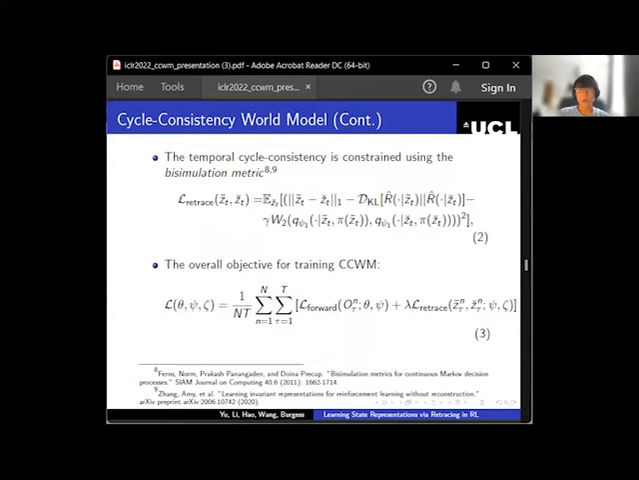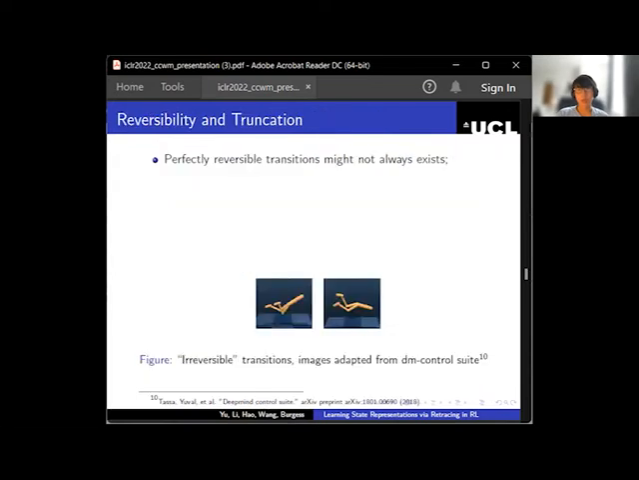So the overall objective for training CCWM is a combination of the standard objective based on the predicted reconstruction, i.e. the standard variational free energy, and the retracing loss we just described, the bisimulation metric, which regularizes the temporal cycle consistency of the learned world model.